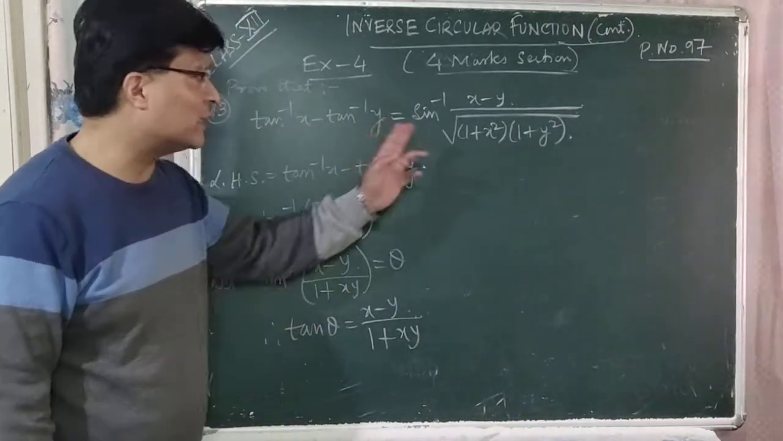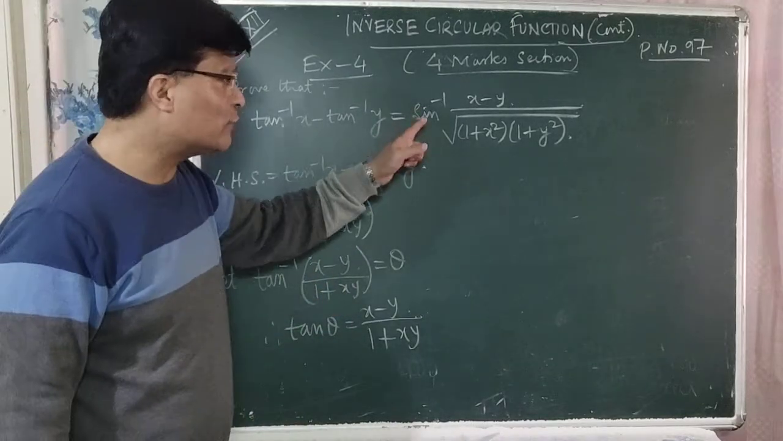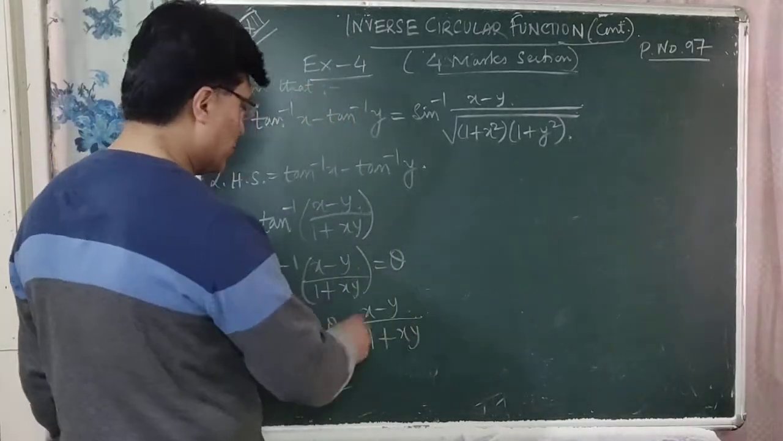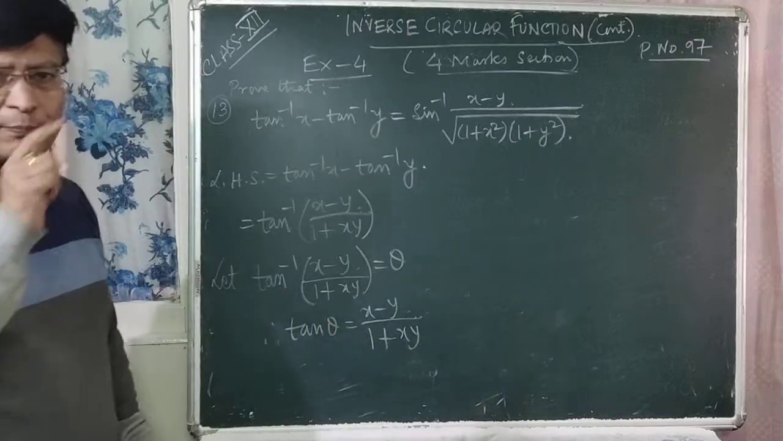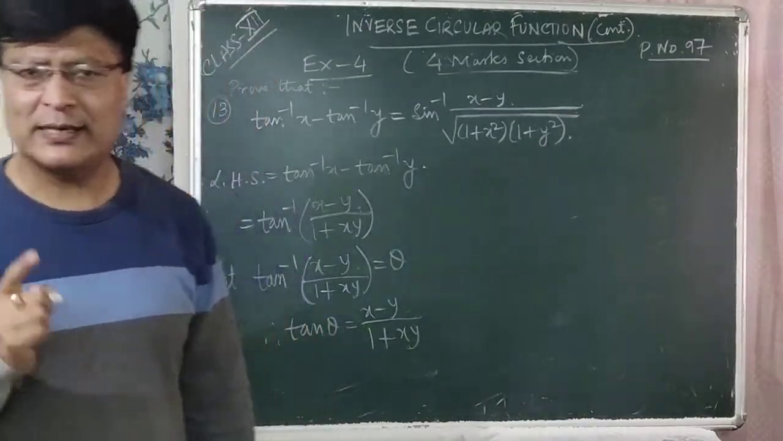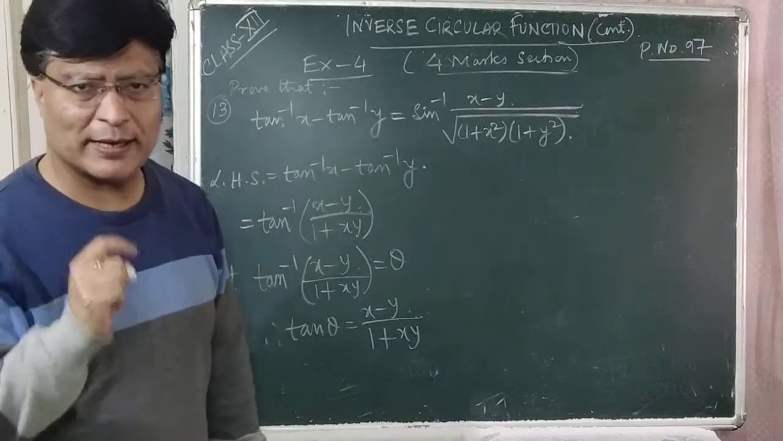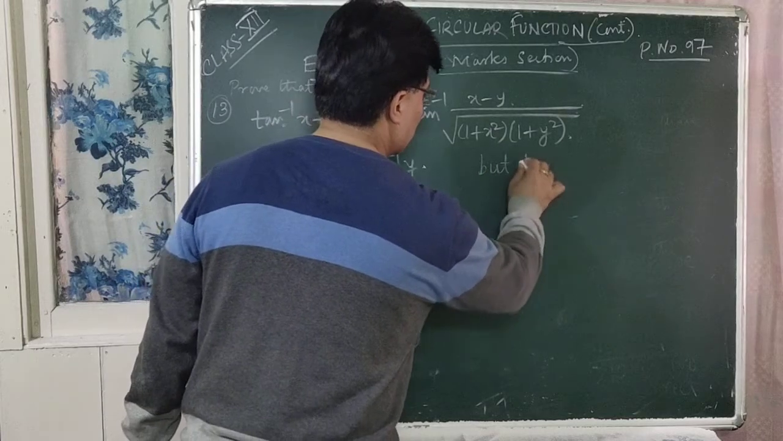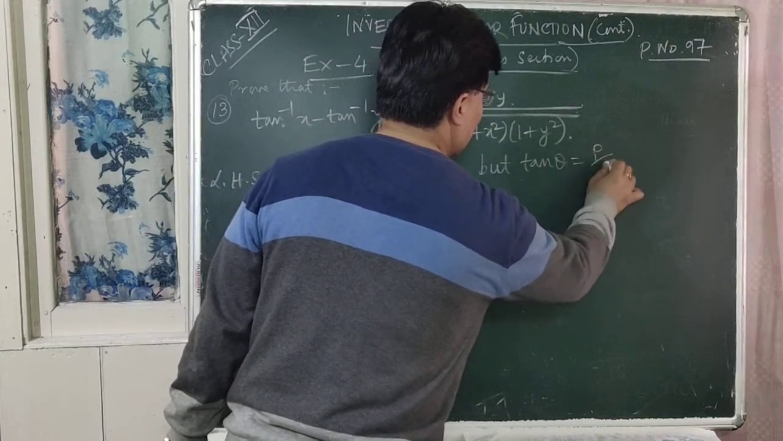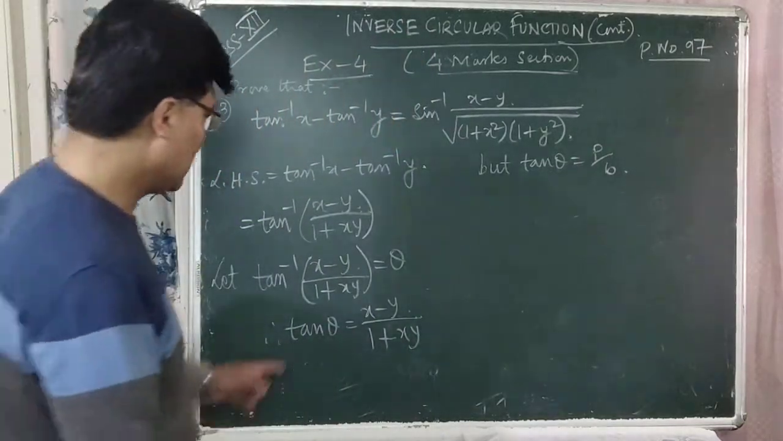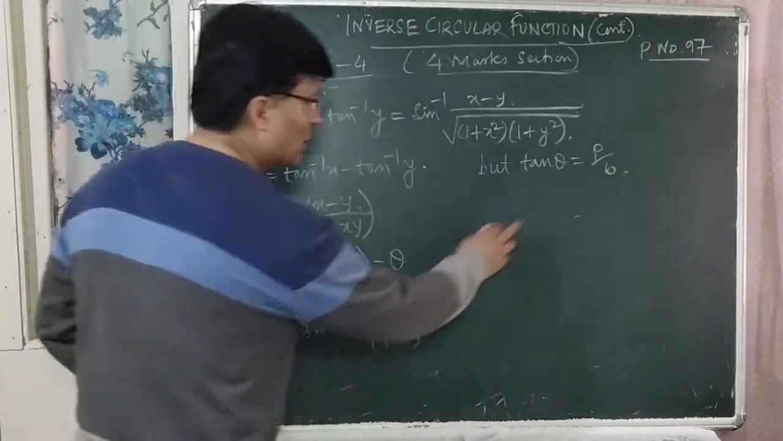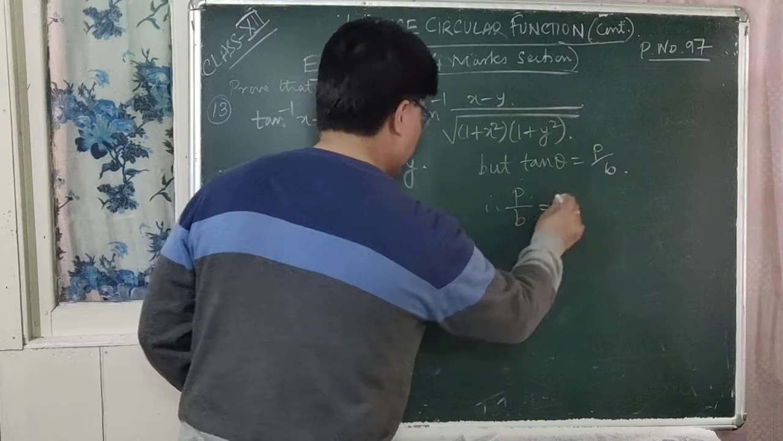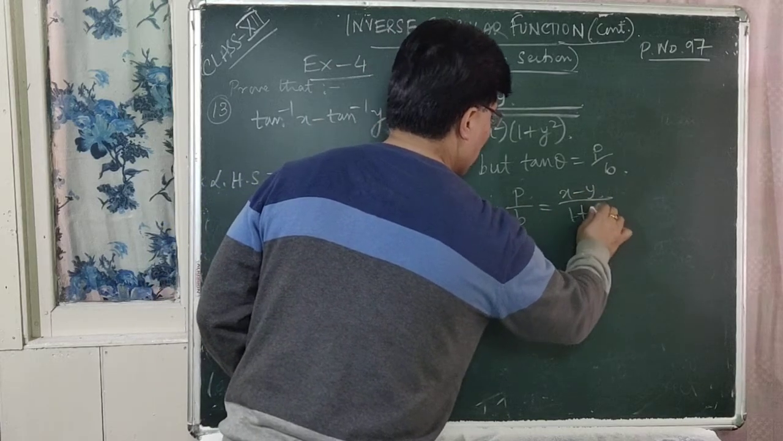So from tan theta, you have to get the value for what? Sine theta in order to prove it in terms of sine inverse, right? So now we know that tan theta is equal to p by b. That is sin theta is equal to p by h, cos theta is equal to b by h, and tan theta is equal to p by b. You know that, isn't it? So tan theta is equal to p by b, you know, perpendicular by base. So left hand sides are equal, right hand sides must be equal, right? So p by b is equal to x minus y upon 1 plus xy.